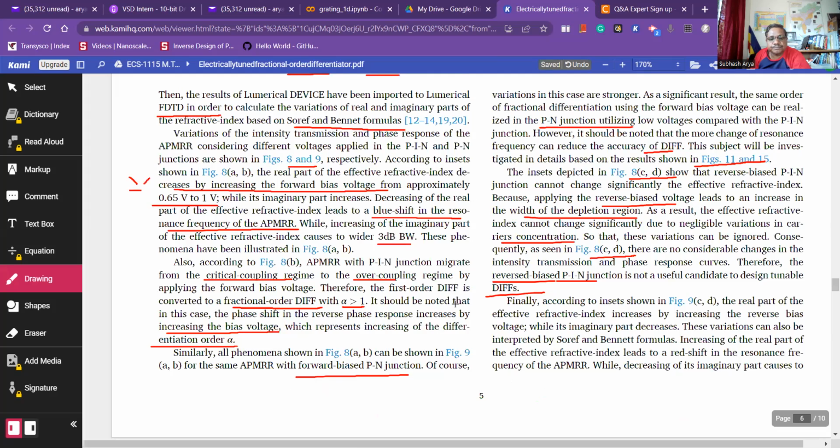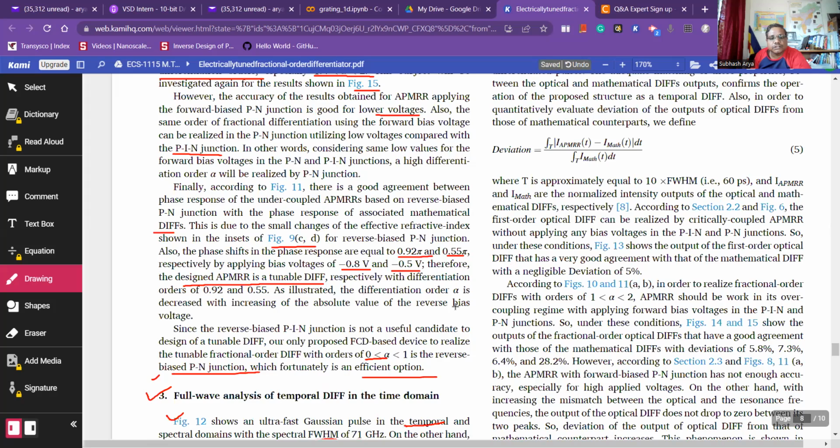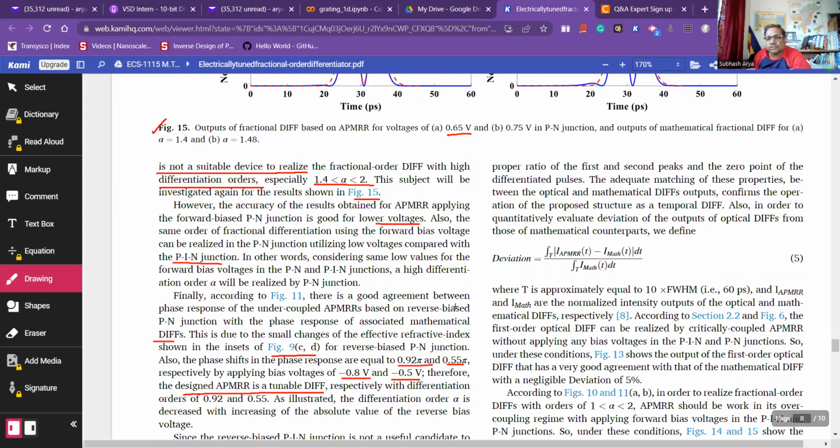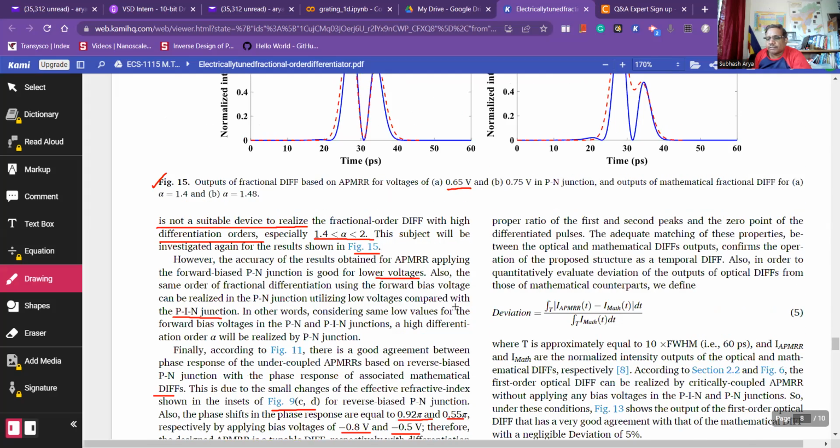71 gigahertz. The output of a differentiator with the two important properties, that are the proper ratio of the first and second peaks at the 0 point of differentiated pulse. The adequate matching of these properties between the optical and mathematical differentiator output confirms the operation of the proposed structure as a temporal differentiator.